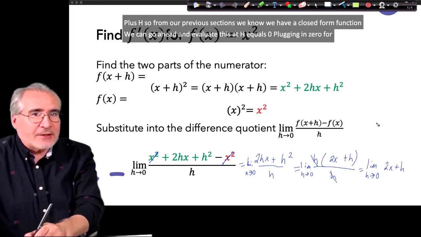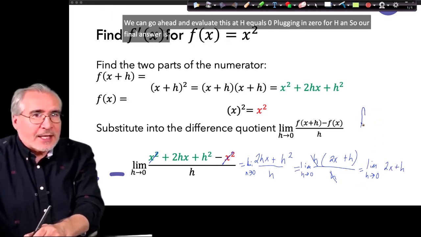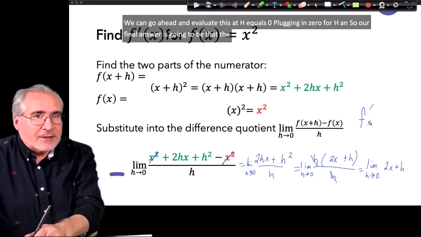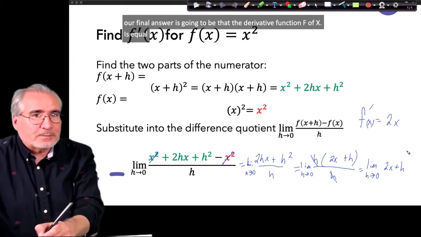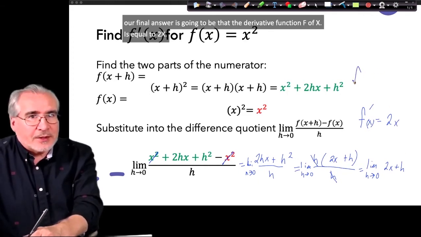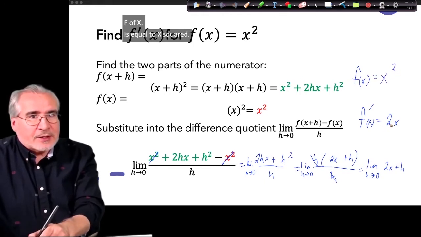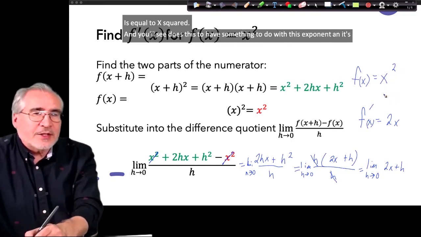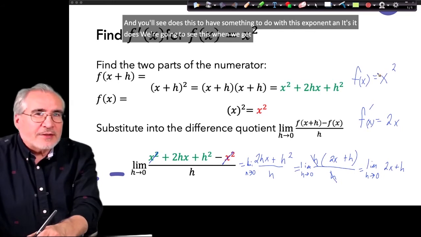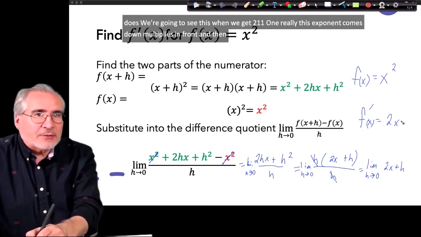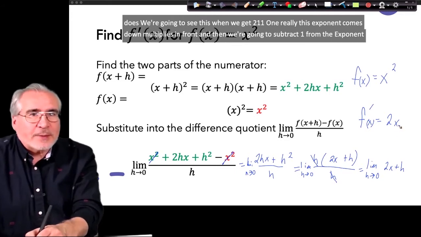And so our final answer is going to be that the derivative function f of x is equal to 2x. So we started with f of x is equal to x squared. And you'll see, does this 2 have something to do with this exponent? And it does. We're going to see this when we get to 11.1. Really, this exponent comes down, multiplies in front, and then we're going to subtract 1 from the exponent. And so this is x to the first power.